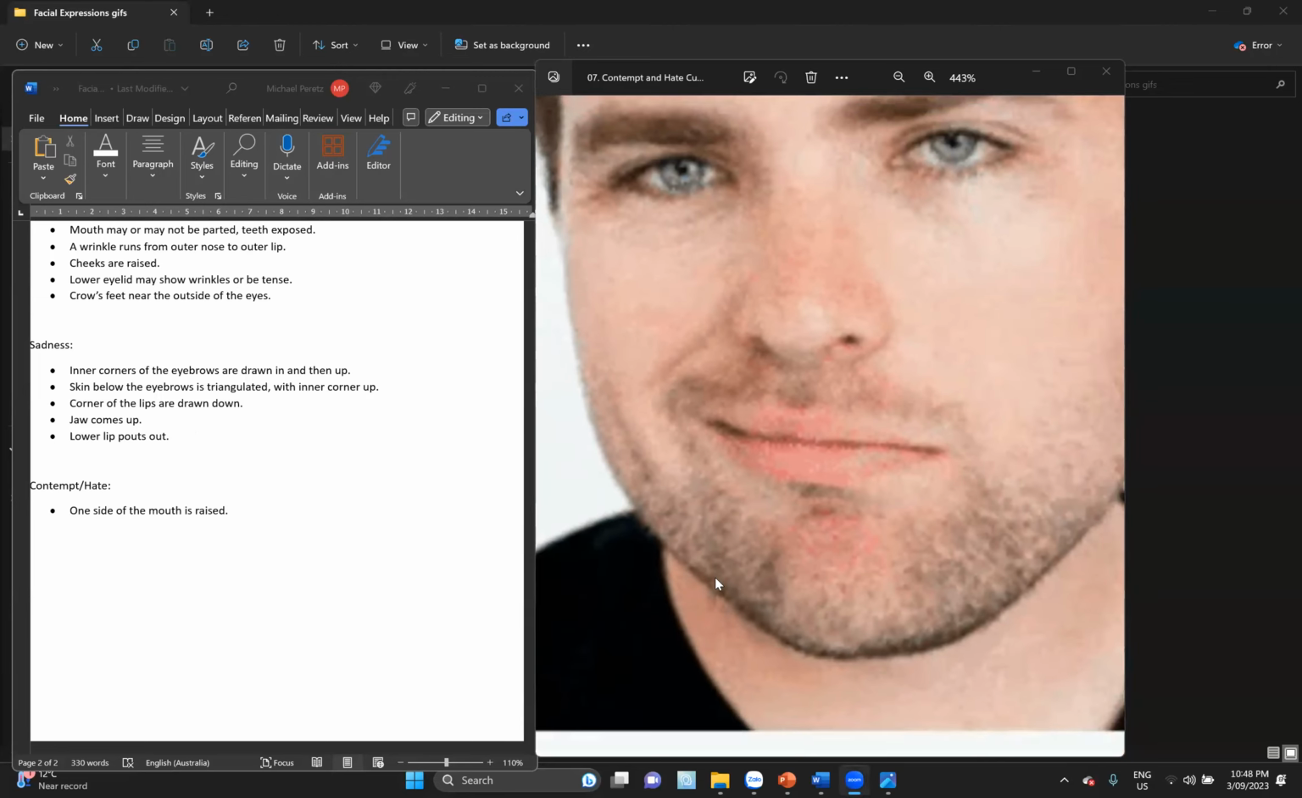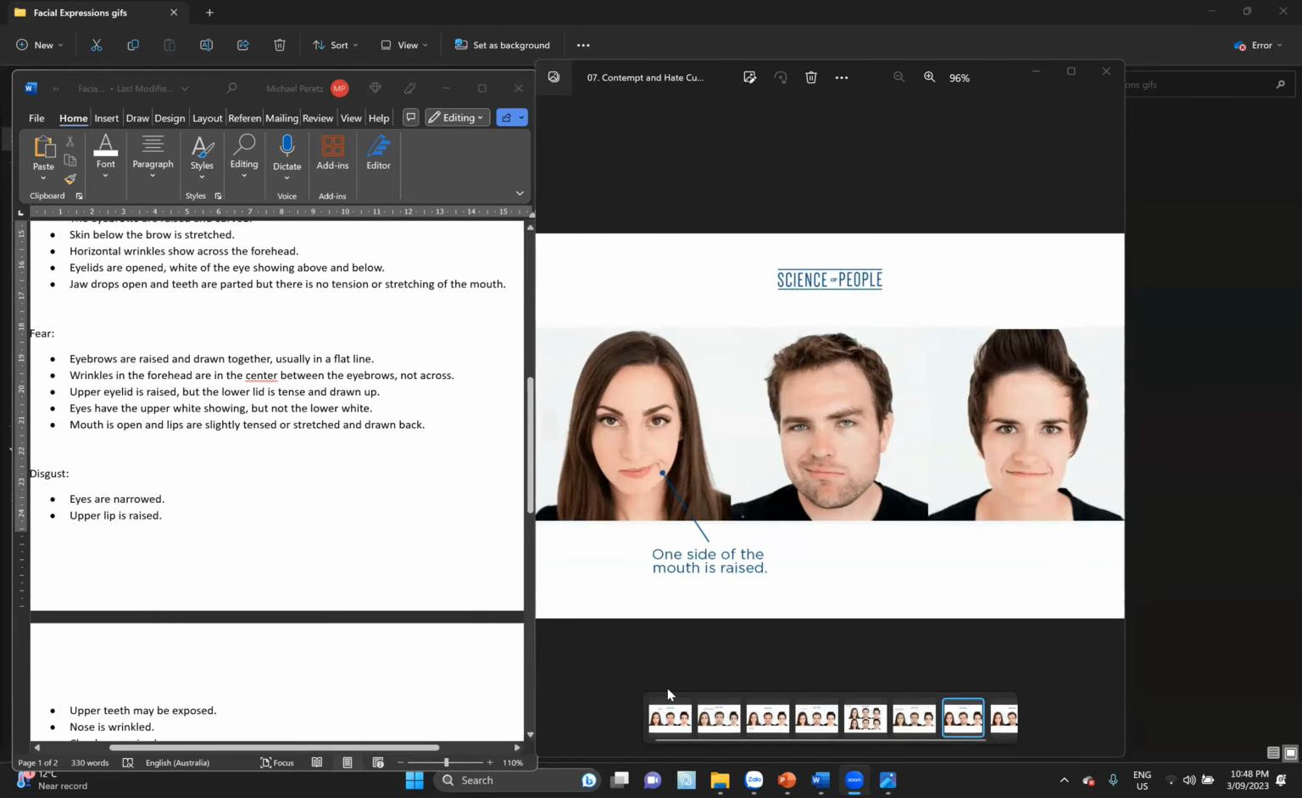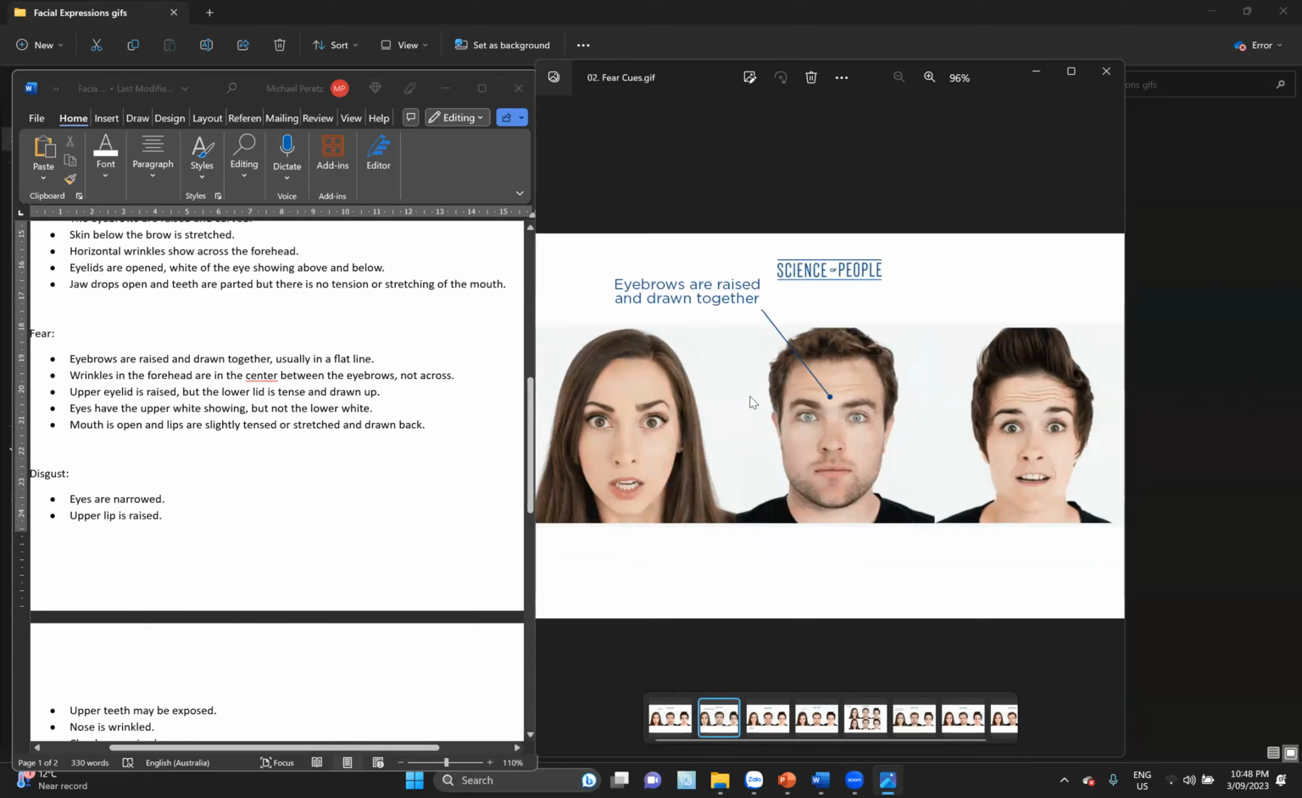I'm going to zoom out of that now. That's slightly terrifying. But I'll go back to fear because I had someone request that. So with fear, the eyebrows are raised and drawn together. We see there the raised eyebrows. We see the wrinkles on the forehead across here, and they're most prominent in the center of the forehead. As it goes out, they get less and less.